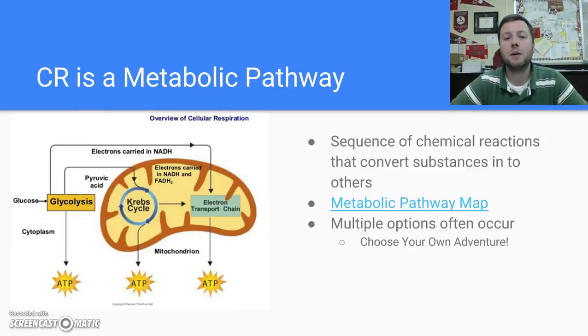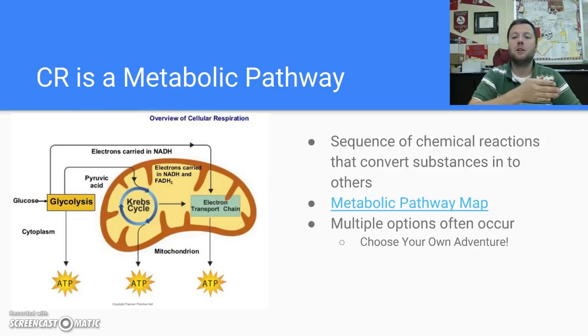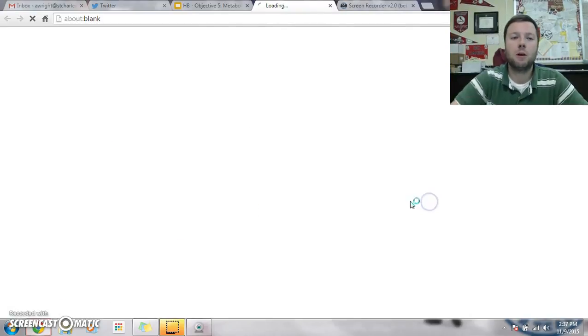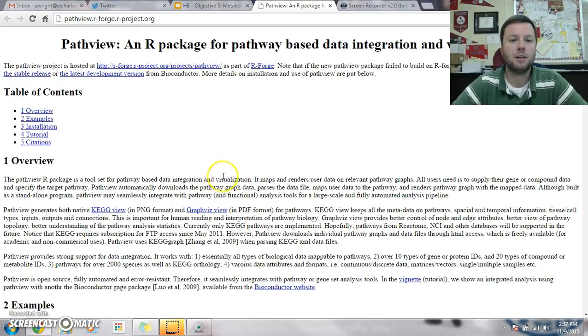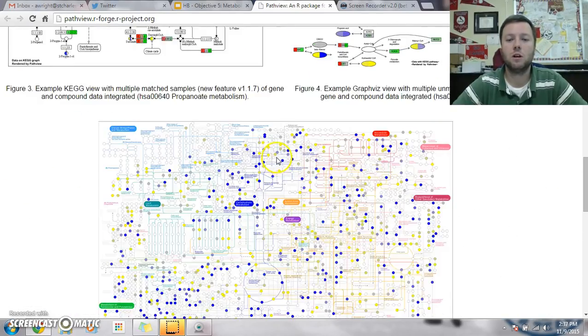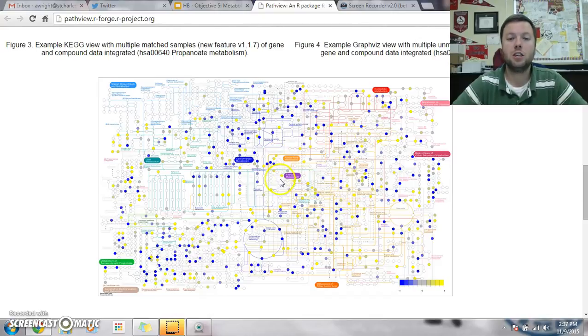Remember that cell respiration is a metabolic pathway. That's a sequence, one after another, of chemical reactions. The products of one are the reactants for the next. The products of that one are the reactants for the next. Just for example, there's numerous metabolic pathways in our bodies. We could check this out. Here's just a few right here. Each of these little circles is a different metabolic pathway.